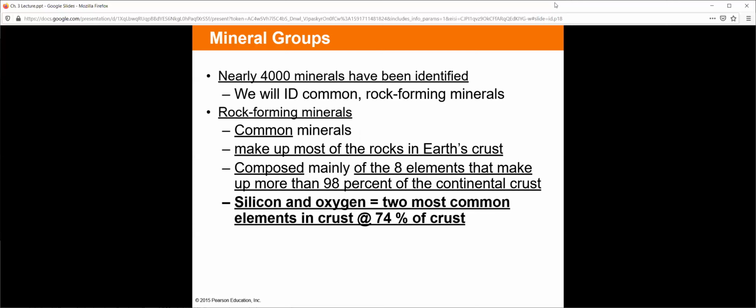We have rock-forming minerals. These are very common minerals that make up most of the rocks on Earth. The rocks that are formed from those minerals are composed mainly of 8 elements. And these 8 elements make up 98% of the continental crust. Of those, silicon and oxygen are the most common. Silicon and oxygen account for the vast majority of the rocks we see every single day. You pick up a rock, I'd be shocked if there isn't silicon and oxygen atoms in its composition. I really would. I don't know where you're living if you're picking up a rock without one of those two in it.